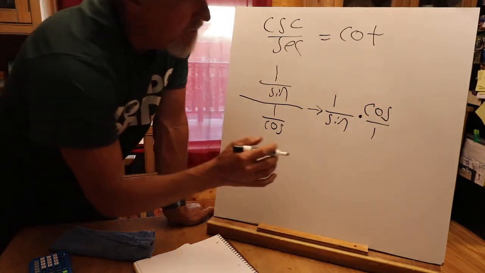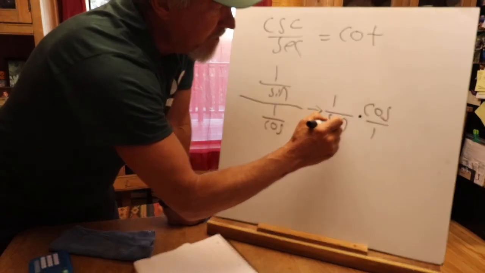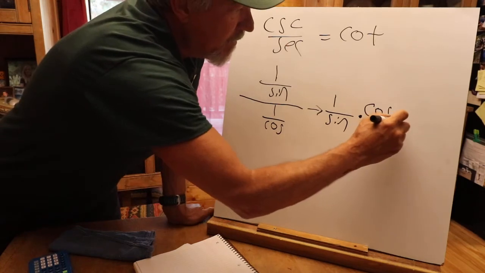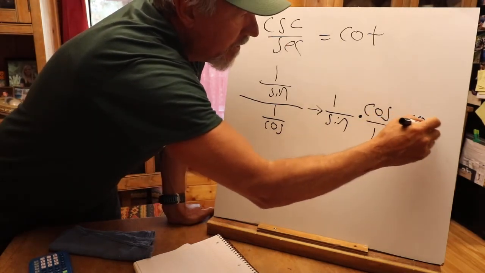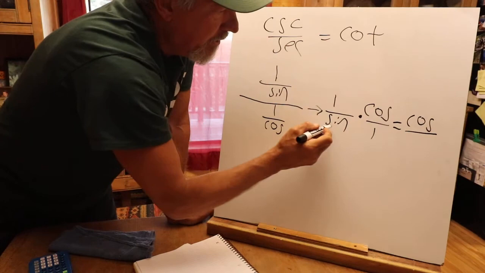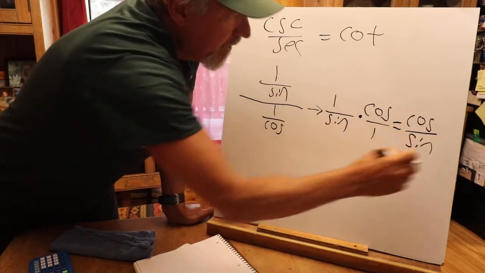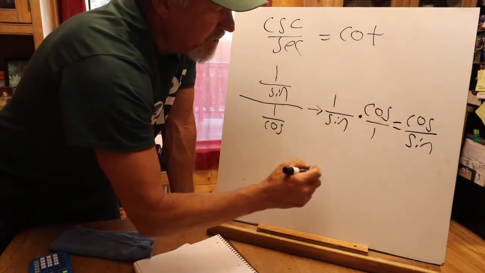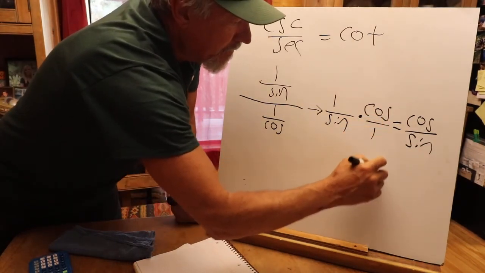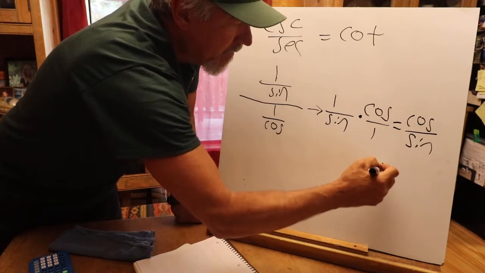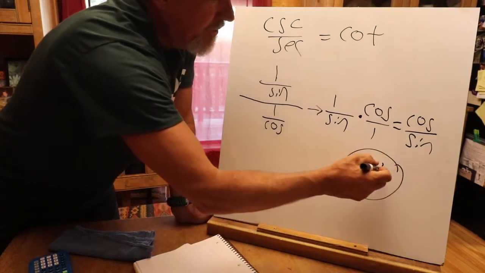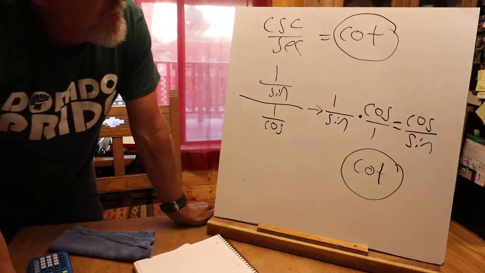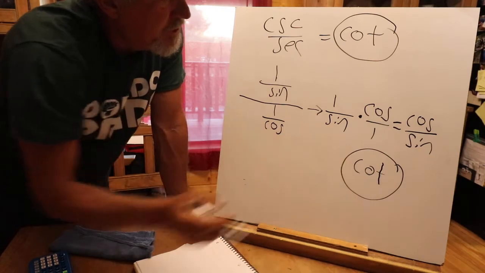And now you can see what's going to happen. Nothing's going to cancel this time, but I have a cosine on top of a sine, so I'm going to multiply the top together, I'm going to multiply the bottom together, and that's going to equal a cosine from 1 times cosine, and then sine times 1 is sine. And now you can see it. Cosine divided by sine is cotangent, and I did it. My goal was to make this side look like that side, and they do. Cosine over sine became cotangent.